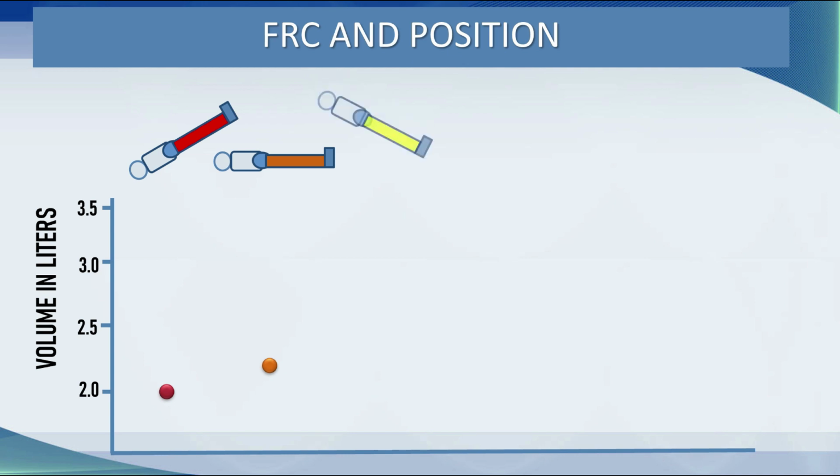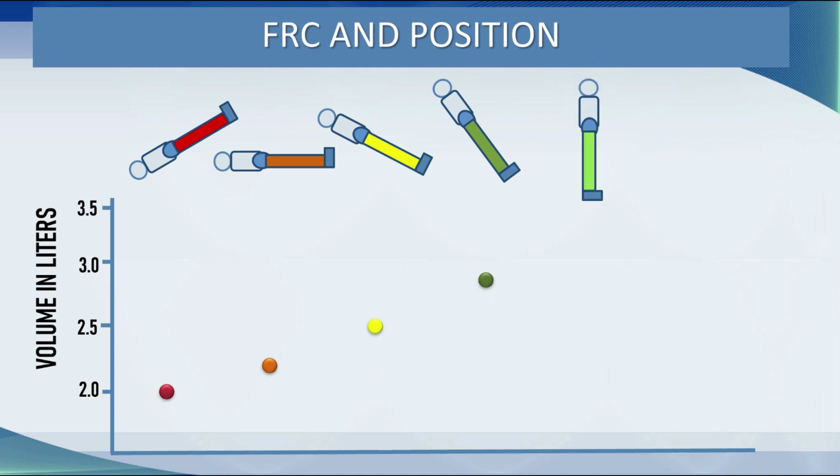Tilting them up to 30 degrees head up significantly improves FRC. Going up to 60%, you've got a further improvement. And if you stand the patient up, you get to the absolute maximum functional residual capacity that you can get. And just look at the difference there. From the worst position, the Trendelenburg position, to standing, there is a 1 liter or 50% improvement in FRC.